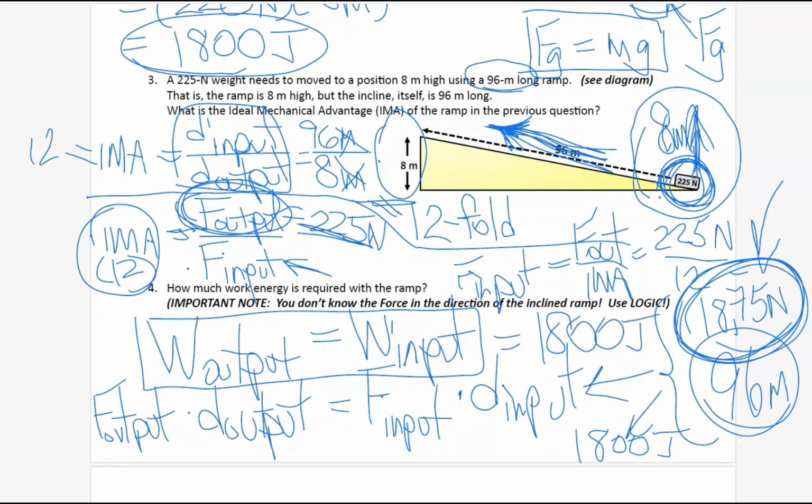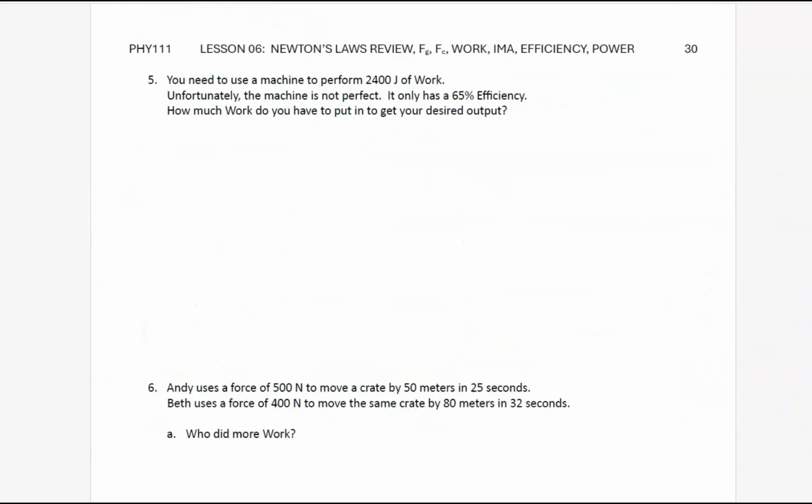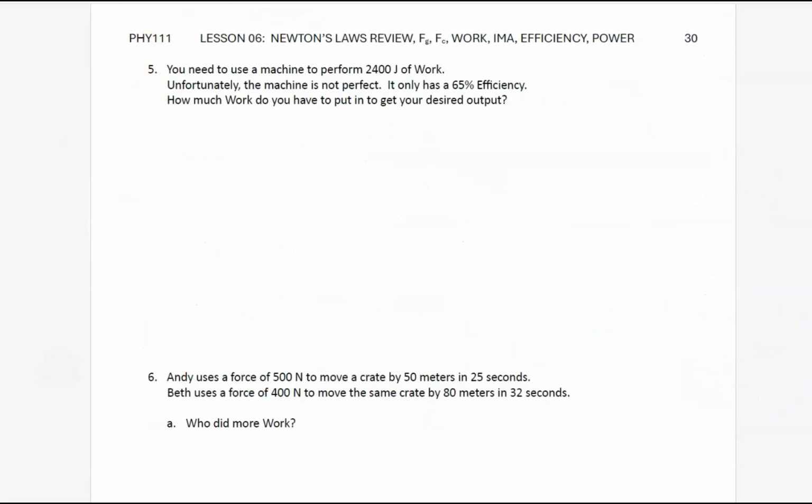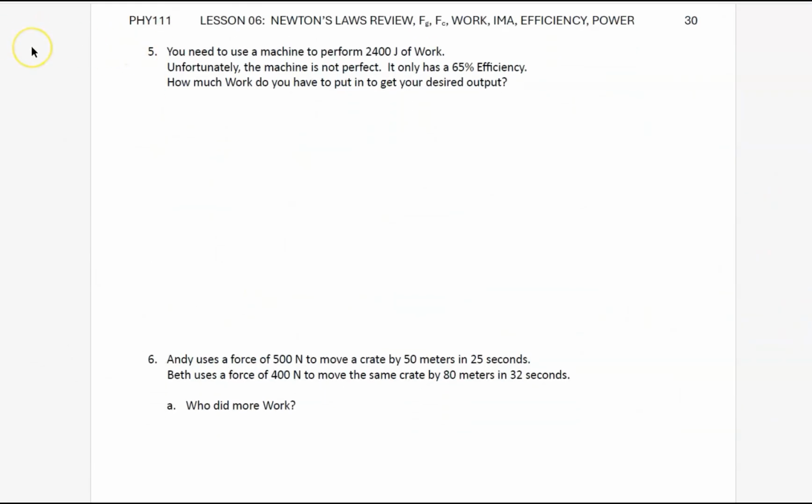Okay, let's scroll down and take a look at number 5. So number 5 says you need to use a machine to perform 2,400 joules of work. Unfortunately, the machine is not perfect. It only has a 65% efficiency. How much work do you have to put in to get your desired output?